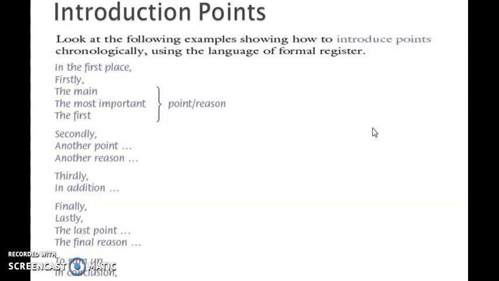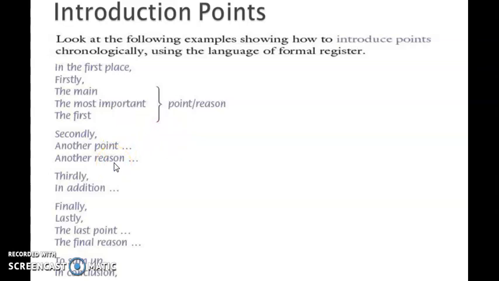For example, to introduce the first point, we can use one out of these. For your first point, you can say in the first place, or the main point, or the most important reason is that. And for your second point, in the essay or paragraph, you can say secondly, another point, another reason.